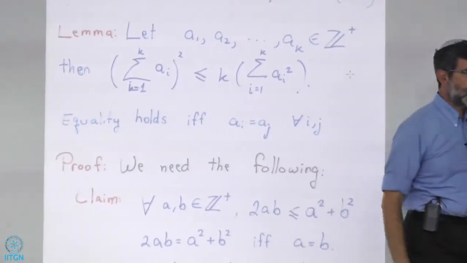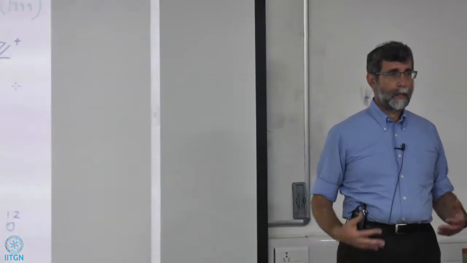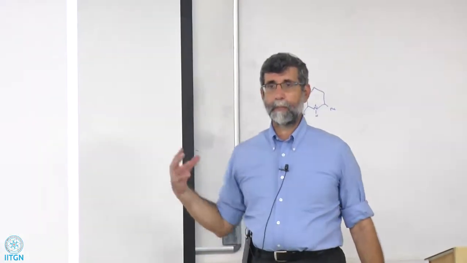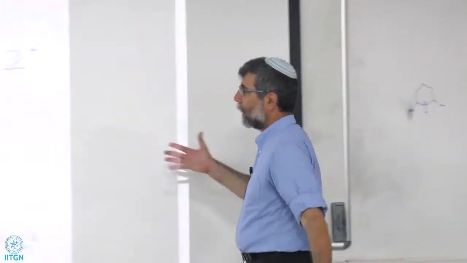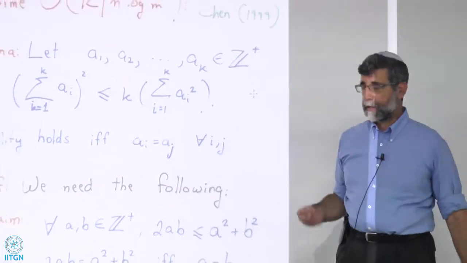But it's always the case that the square of the sums is less than or equal to k times the sum of the squares. Now, first of all, you ask yourself, why think about this? This is crazy. What prompted him? What was he on drugs? Why was he thinking about this problem at all? But the point is this.